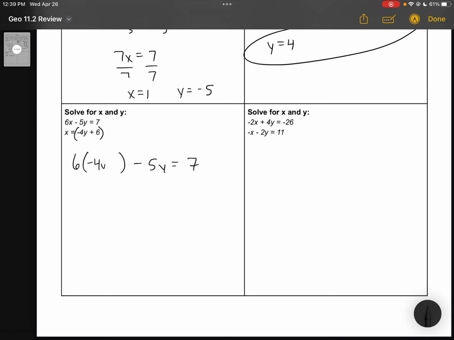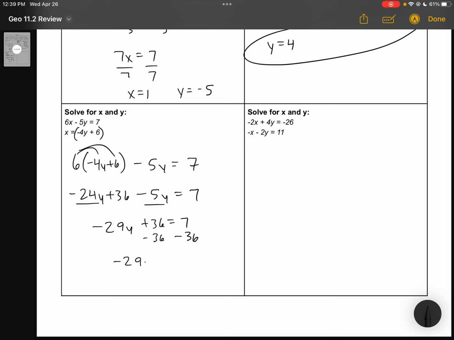We copy everything else down. We can distribute in our 6. So we'll end up with -29y. When we combine our like terms here, subtract 36. Divide both sides by -29. We end up with y is equal to +1.